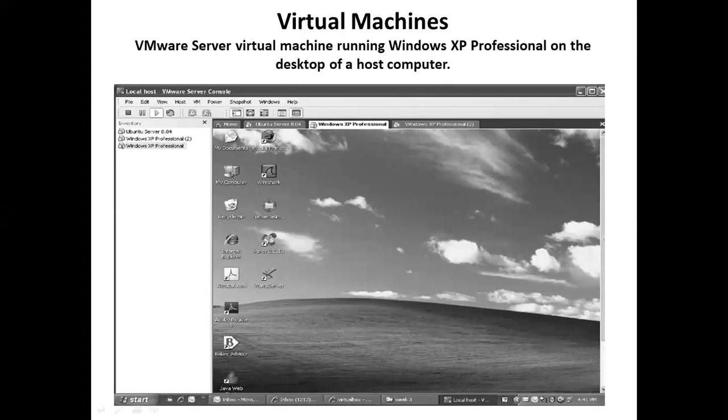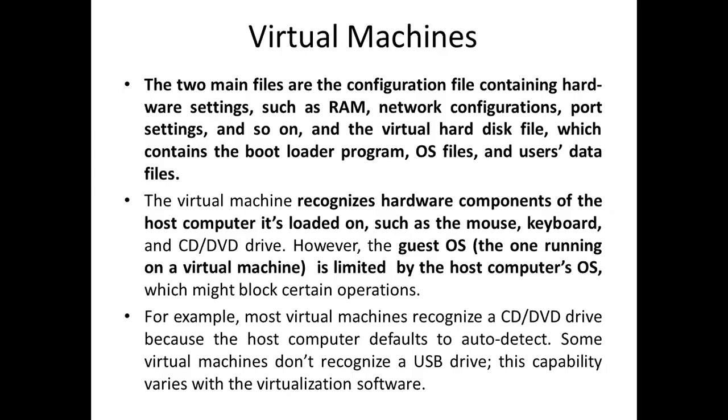For example, if you have Windows 2000 installed or Windows Professional installed in your laptop, and if you want to investigate the features of Windows 98 using the VMware server, you can bring in your Windows 98 into your Windows 2000 laptop. That is possible. So generally, what are the two main files?